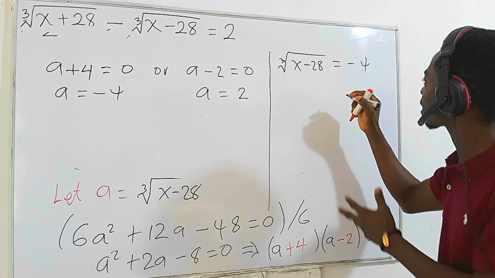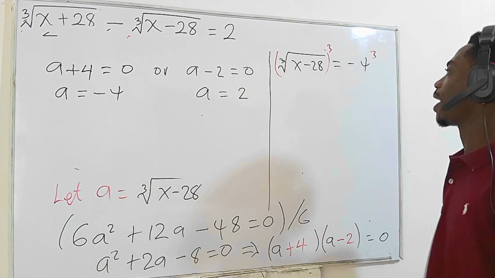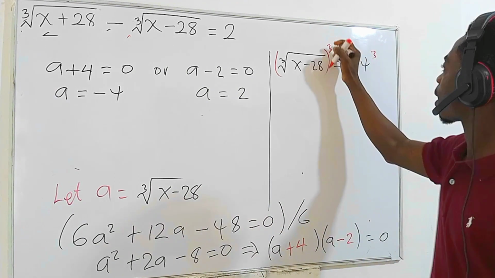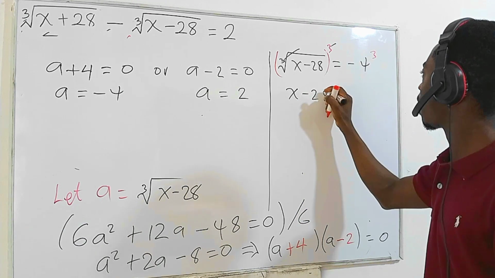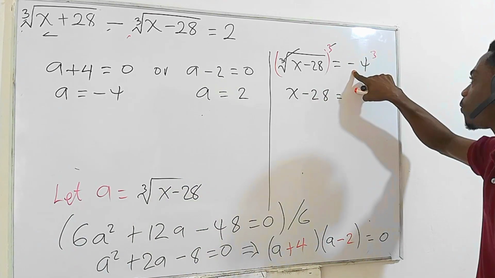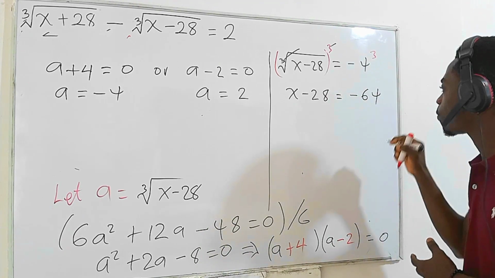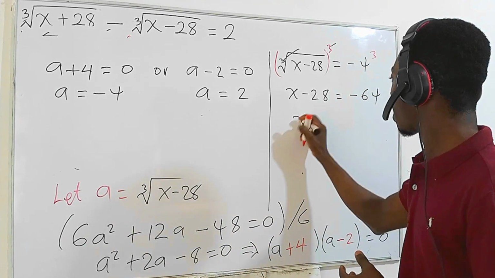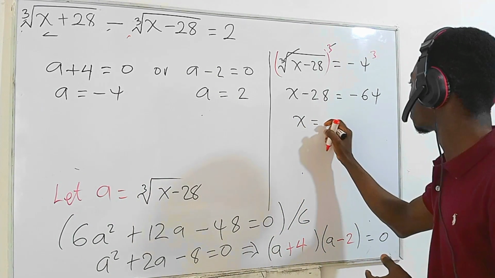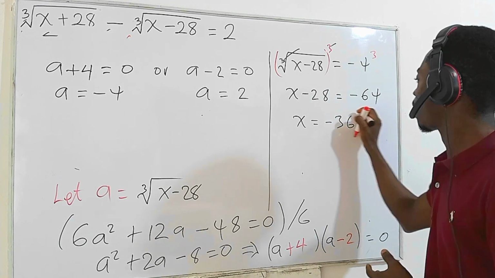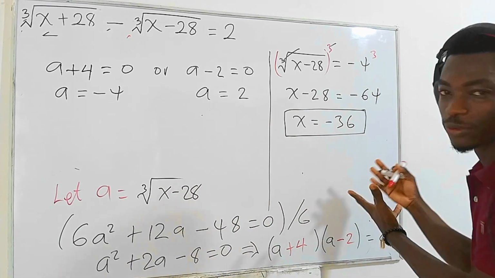And to get x, we have to raise each side of the equation to the third power once again. Great. So that this and this will go, and we have x minus 28 is equal to -4 to the third power. That is -64. And we have x is equal to -64 plus 28, that is -36. And this is one of the values of x. X is equal to -36.